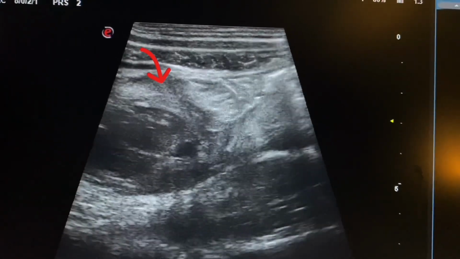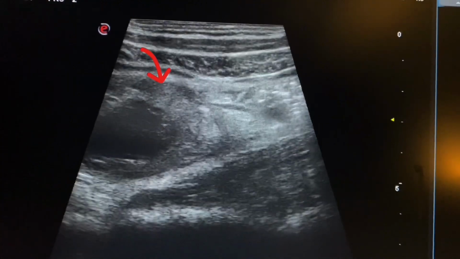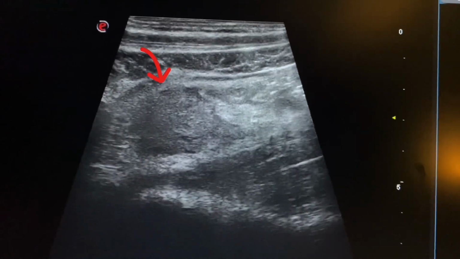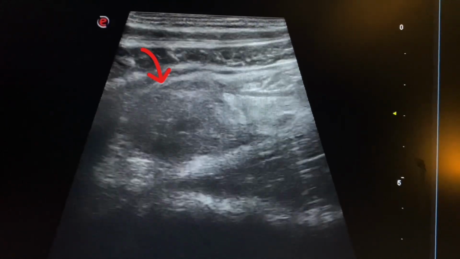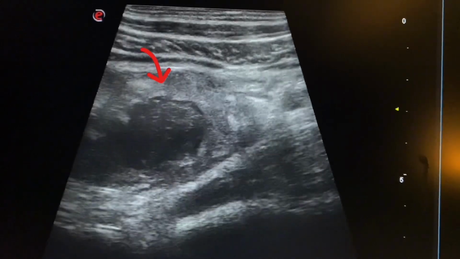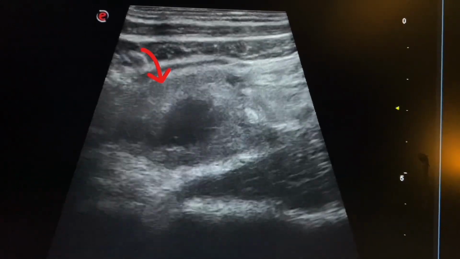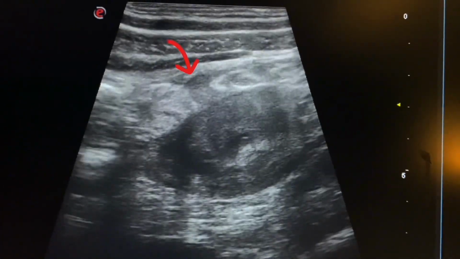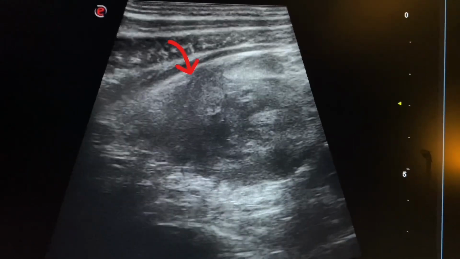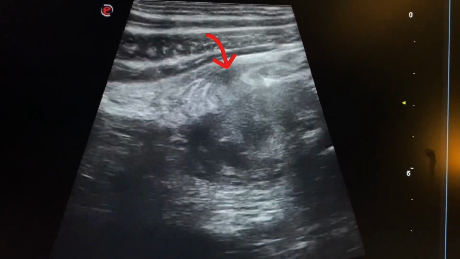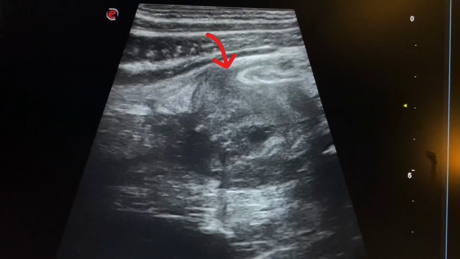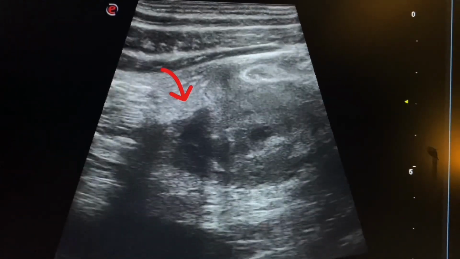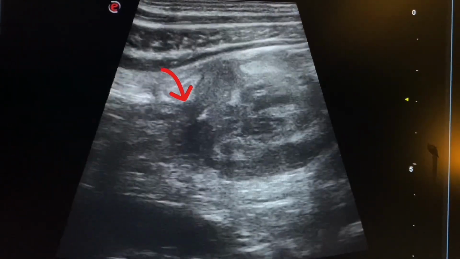Now when we slide the probe at the lateral side of the ascending colon, we see a heterogeneous mass at right iliac region, anterior to the right iliac crest or at the middle part of the ascending colon. This mass is attached with the right lateral wall of the ascending colon. Here we see the thick collection around the mass.